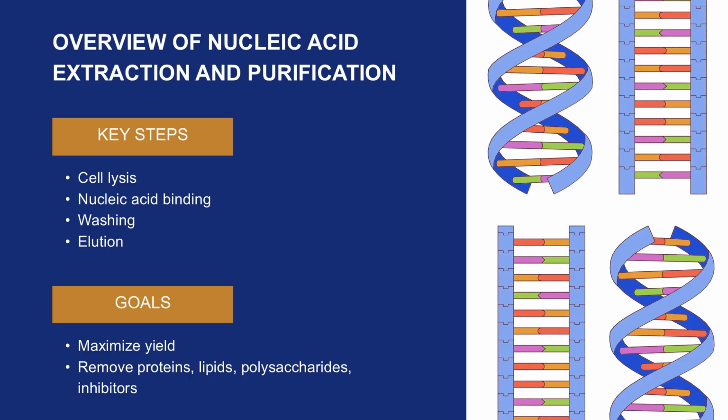Regardless of the method used, nucleic acid extraction typically involves 4 key steps: lysis, binding, washing, and elution. The goal is to efficiently lyse the cells, bind nucleic acid selectively, remove all contaminants, and elute pure DNA or RNA. The choice of method depends heavily on your sample type and the downstream application. Let's now look at what kinds of samples we commonly work with and what factors we need to consider.